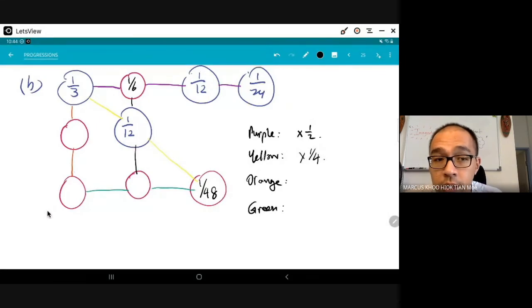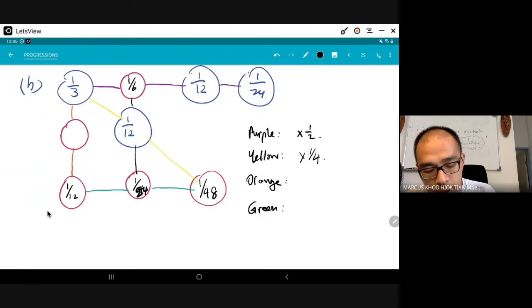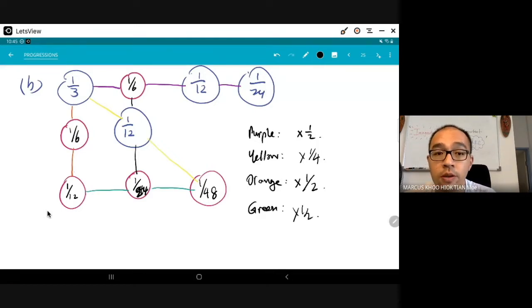Okay. Green is 1 over 12, 1 over 24, and 1 over 48. 1 over 12, 1 over 24, 1 over 48, sorry, 24. So this is times 1 over 2. Times 1 over 2, right? And then the last one is orange, 1 over 3, 1 over 6, and 1 over 12. Oh, sorry, this is times 1 over 2. This is also times 1 over 2.